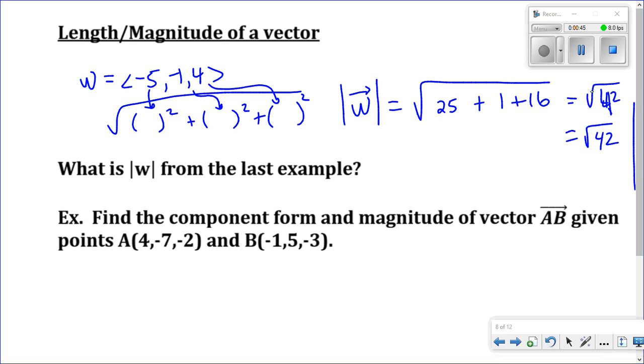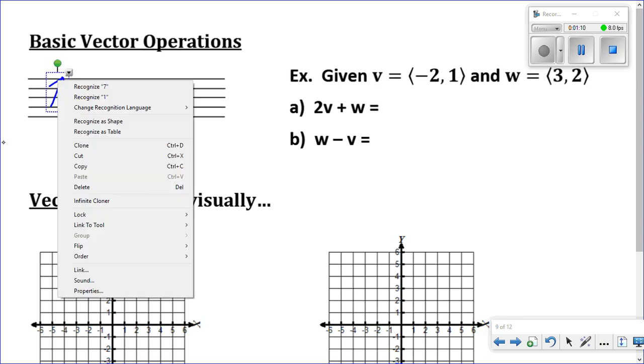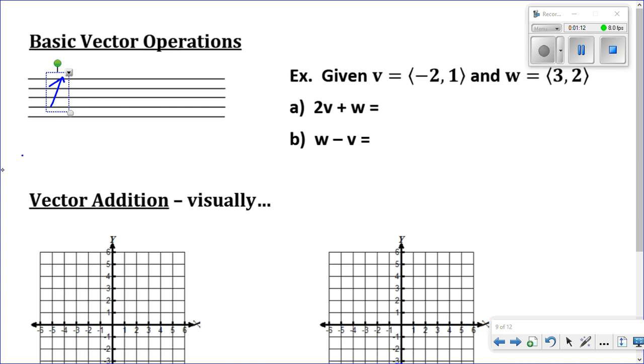All right, and then we got to here, and you guys did the magnitude of this vector already, and we did that one as an example. So let's just do basic vector operations. Basic vector operations are things like multiplying, adding two vectors, and so forth. So let's say you had a vector v, and it looked like that, right? And so that vector right there looks like this.